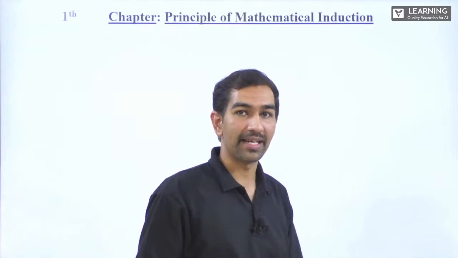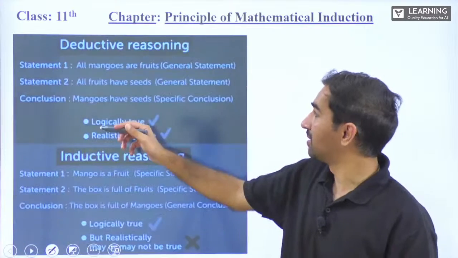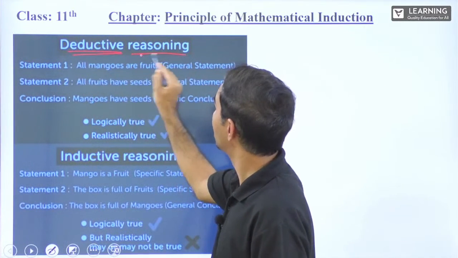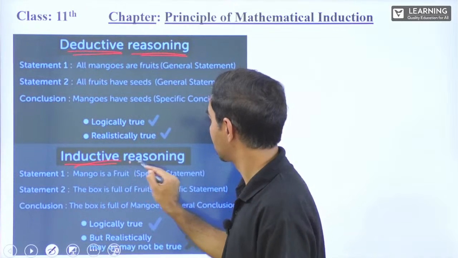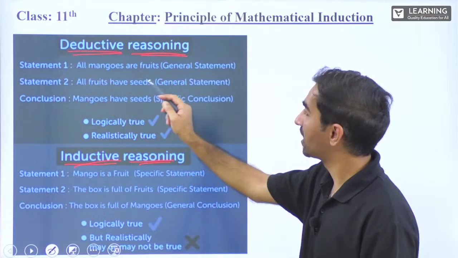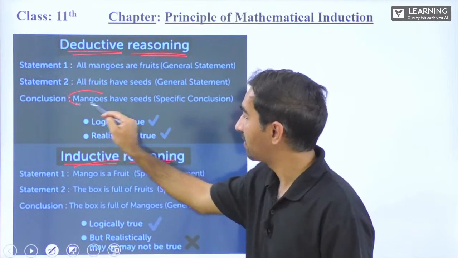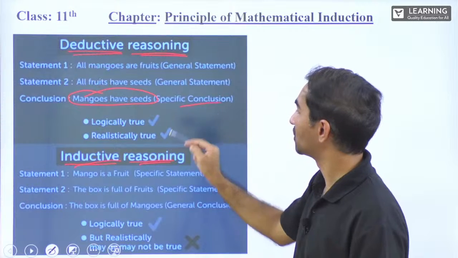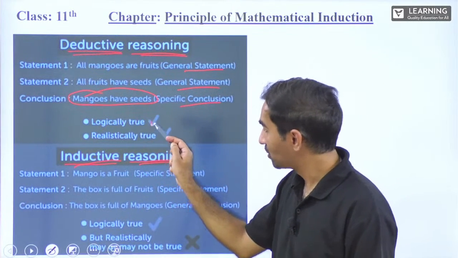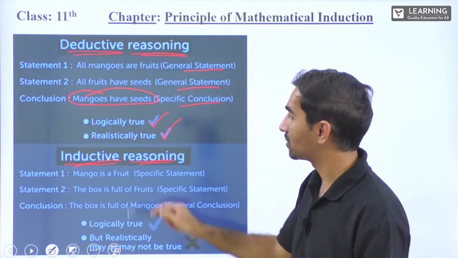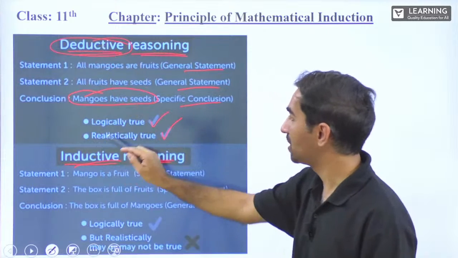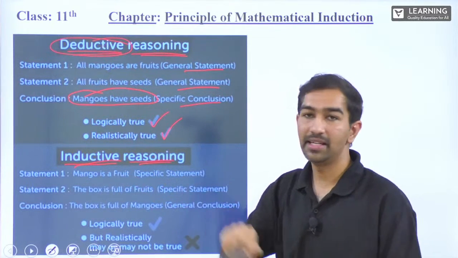So moving on to the next slide, you can see the image here. So this is deductive reasoning, same example, and this is inductive reasoning. See here, all mangoes are fruits, all fruits have seeds. So mangoes have seeds. Specific conclusion. General statement, general statement. So logically also true, realistically also it is true. This type of reasoning is called what? Deductive reasoning. Deductive means what, students? Logically true as well as realistically true.